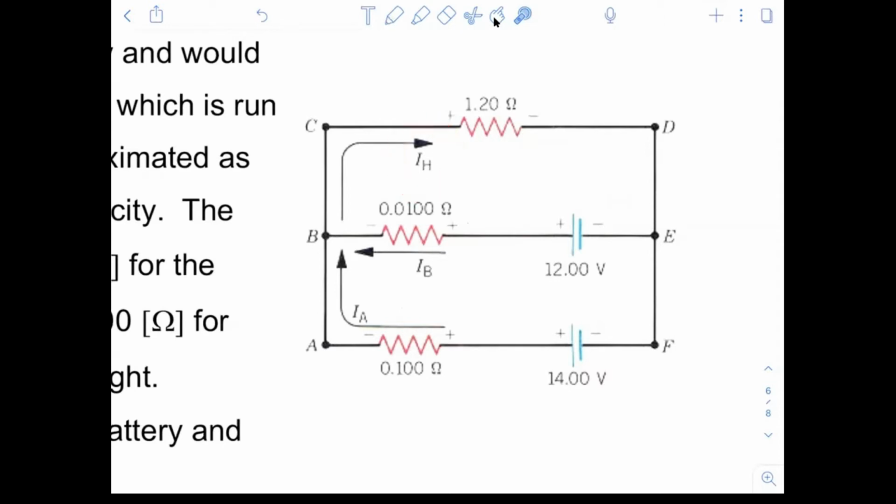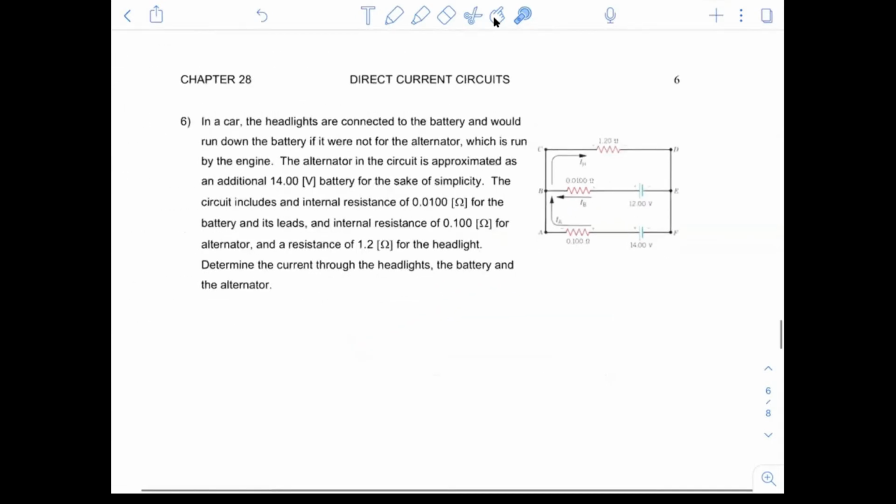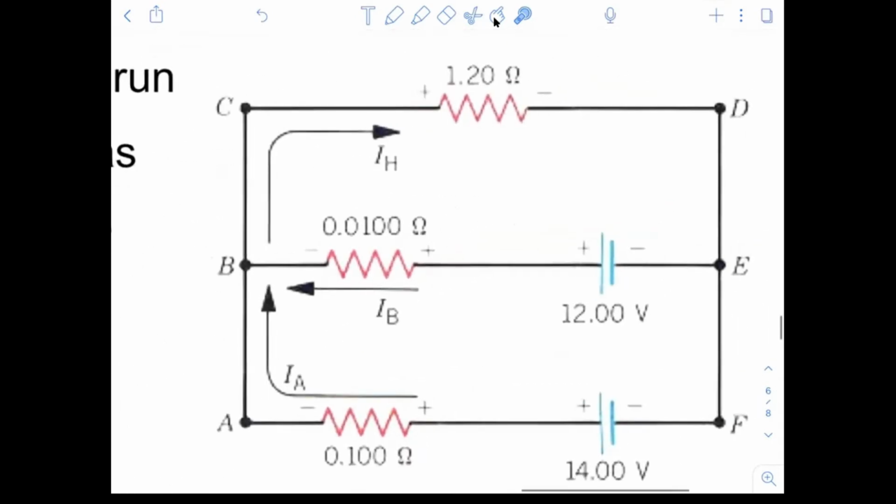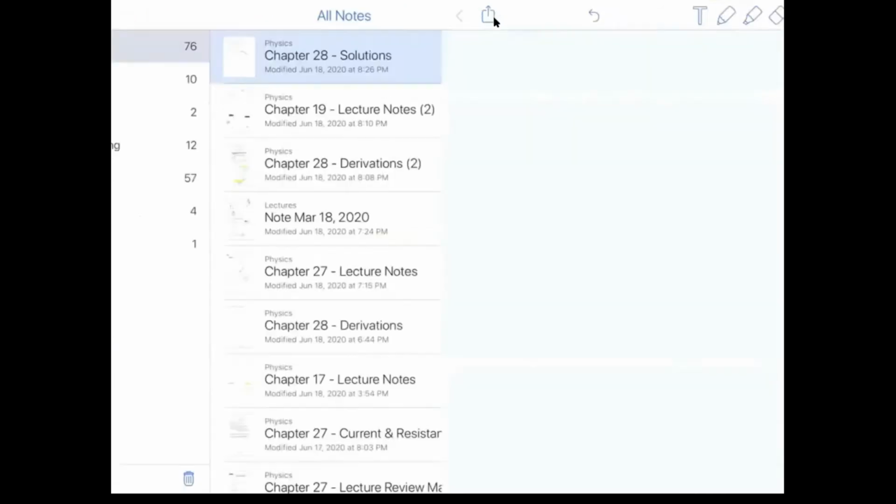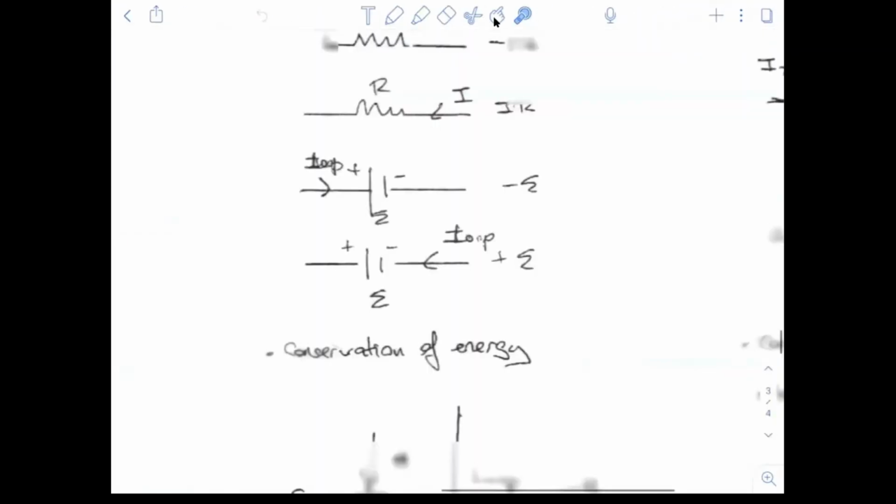This is the current going across the headlights, coming out of the battery, coming out of the alternator. So you need to generate 3 equations in order to solve for 3 unknowns. Numerically, this is a little bit too complicated, so we'll just focus on generating 3 equations. In terms of generating 3 equations, let's go back to the lecture notes.